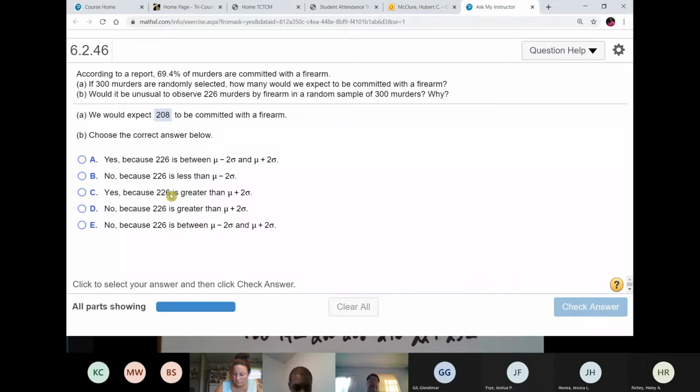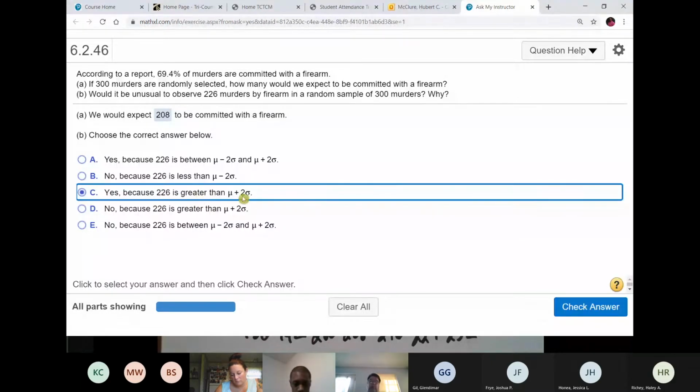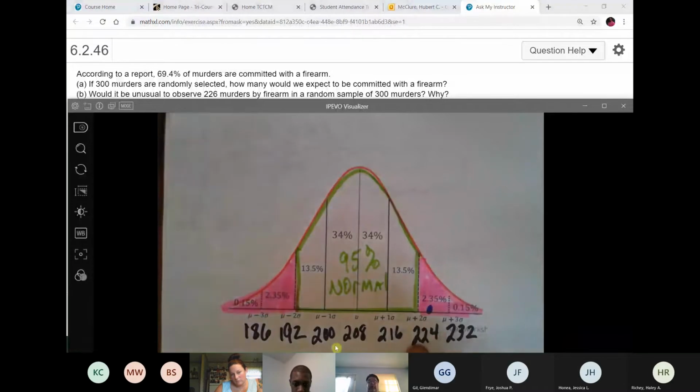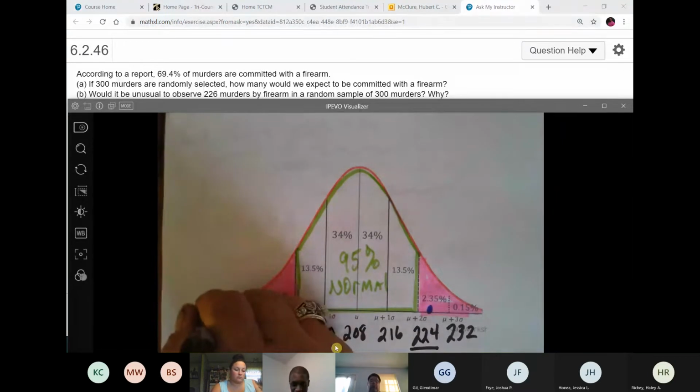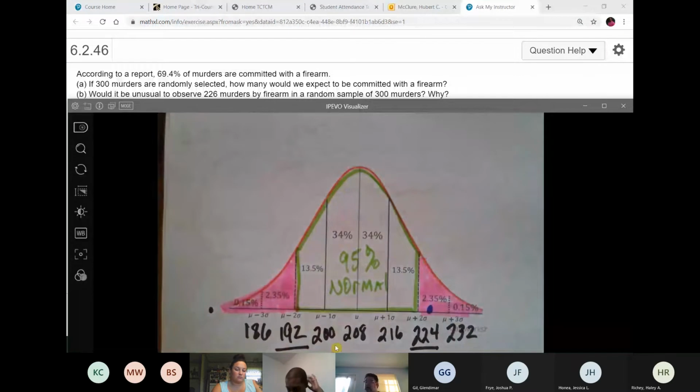It would be Charlie, because 226 is greater than what? 224, which is 2 standard deviations. The other one is 192. What if I asked you, what about 100 murders? Would 100 murders be unusual? Yes. 100 would be down here. Okay, now, who's got questions?